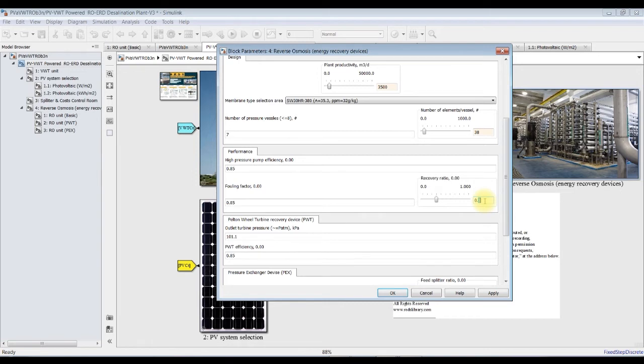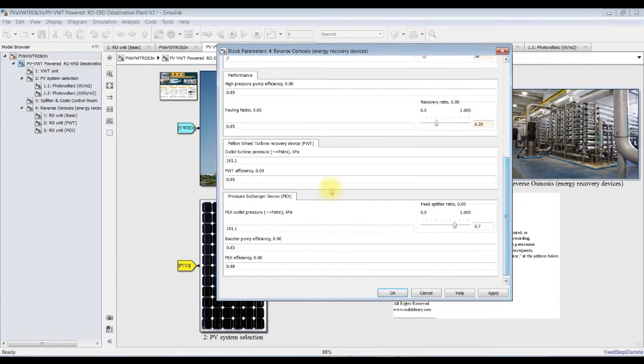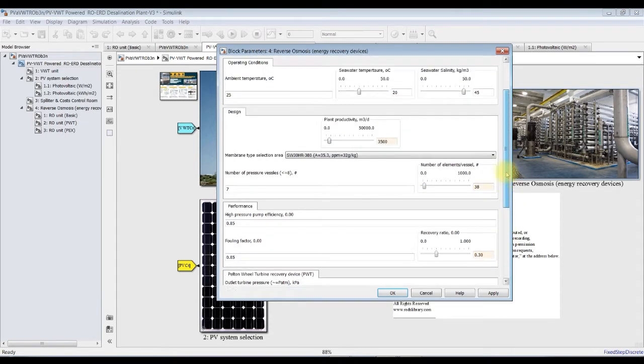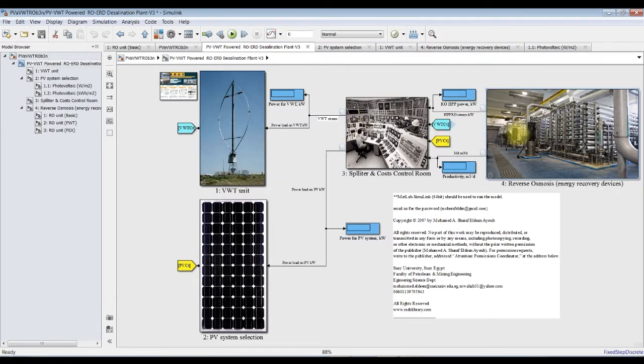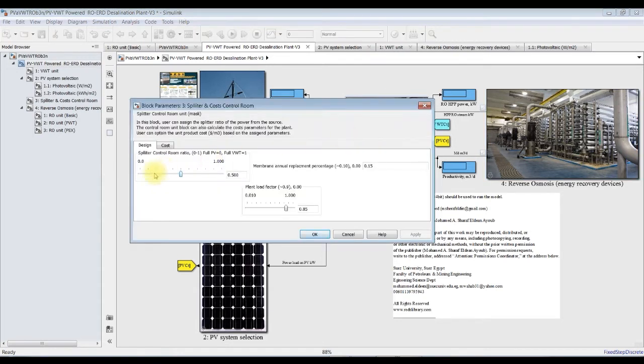Because it's a design module, I'm going for 30% recovery ratio. Okay, and the rest is for some operating conditions for the Pelton wheel turbine. This is the pressure exchanger. So we are going to talk about the basic module. Okay, assigning the productivity will calculate, or should be responsible for, the load on the photovoltaic system or vertical wind turbine. Okay, let's go for the control room unit.